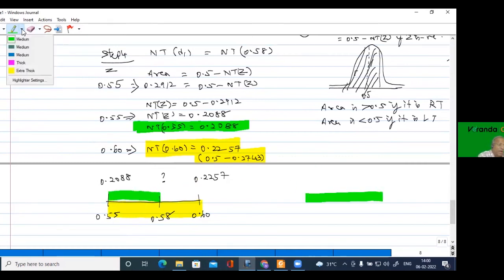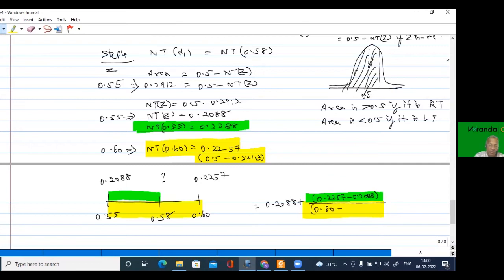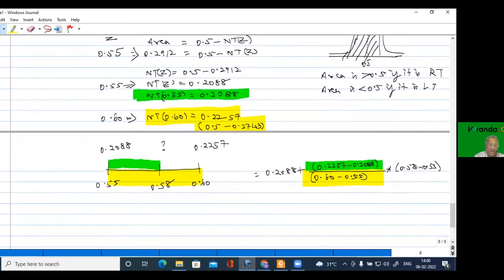So, on a prorated basis, we will operate. What is this? 0.2088 plus (0.2257 minus 0.2088) divided by (0.60 minus 0.55) multiplied by (0.58 minus 0.55). Right. This is a simple prorata computation only.